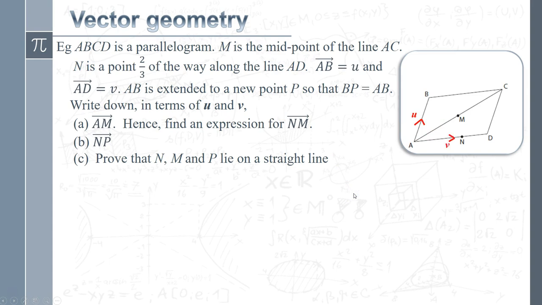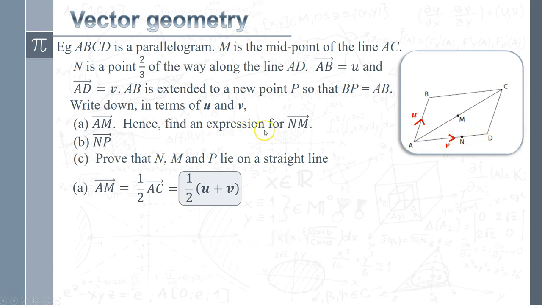I'm just going to draw them on. There we go. AB is the vector U, and AD is the vector V. So we're going to want, first of all, AM, so A to M. AM is clearly going to be half the distance from A to C. I'm going to need to figure out AC, and hopefully we're reasonably happy AC is just the same as U plus V. Notice here that BC, because it's a parallelogram, is going to be the same as AD, so that's why it's the vector V.